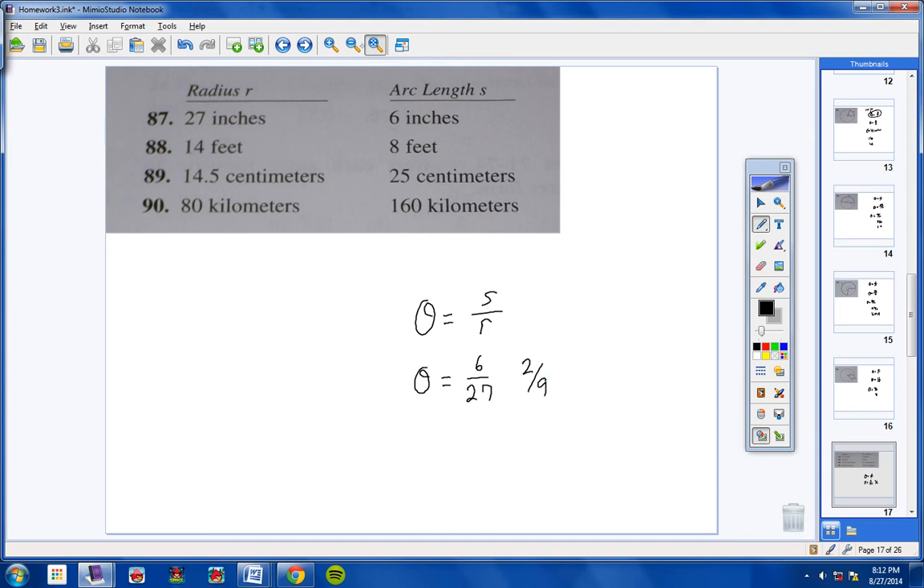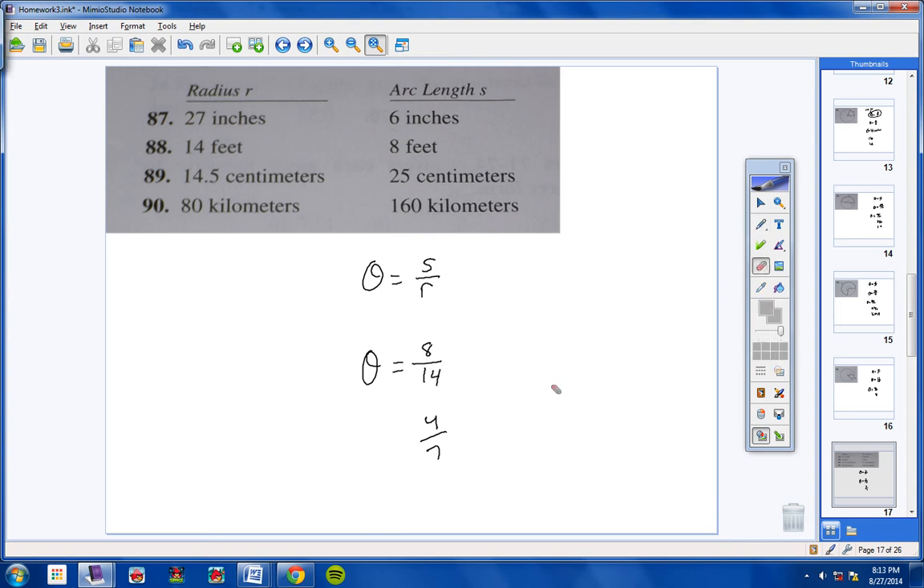Let's take a look at number 88. Again, it's going to be the exact same formula. Theta equals S over R, and so theta would equal your arc length, which is 8, over your radius, which is 14. If you reduce that, you will get 4/7 radians, or if you want to write it as a decimal, it would be 0.5714 radians.